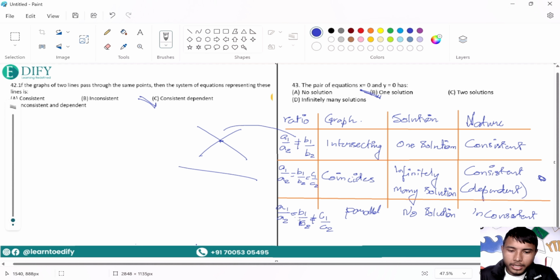The last one is where a1 by a2 is equal to b1 by b2 but not equal to c1 by c2. They are parallel lines, and parallel lines will never meet each other. If they never meet each other, that means there will be no solution for x and y, so they are inconsistent. Okay, next question.